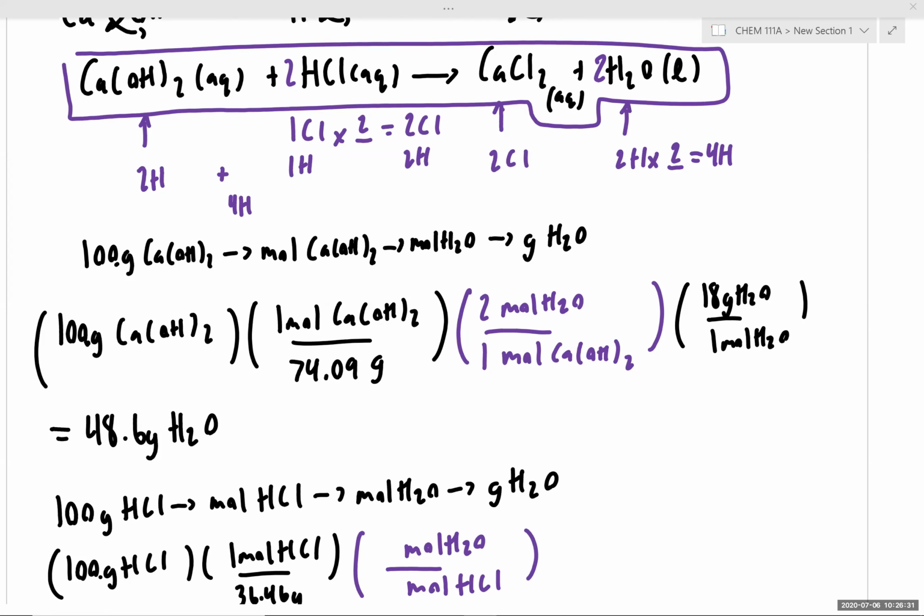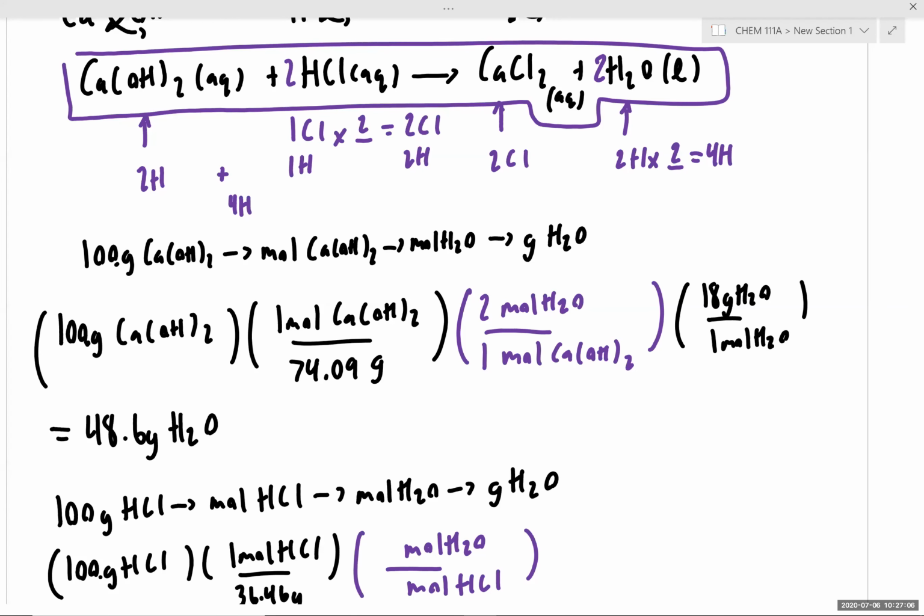So to explain why we're using the ratio of water to hydrochloric acid and water to calcium hydroxide, in the problem we're asked to calculate the mass of water generated from the reaction. So we need to convert the mass of each of our reactants into the mass of water. Did that answer your question? Perfect.